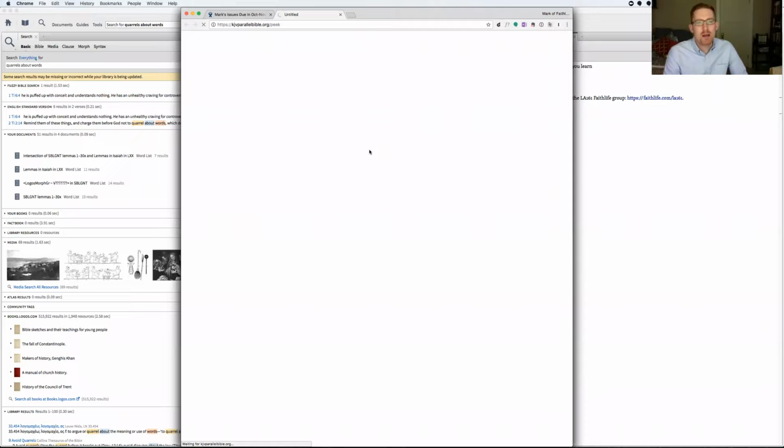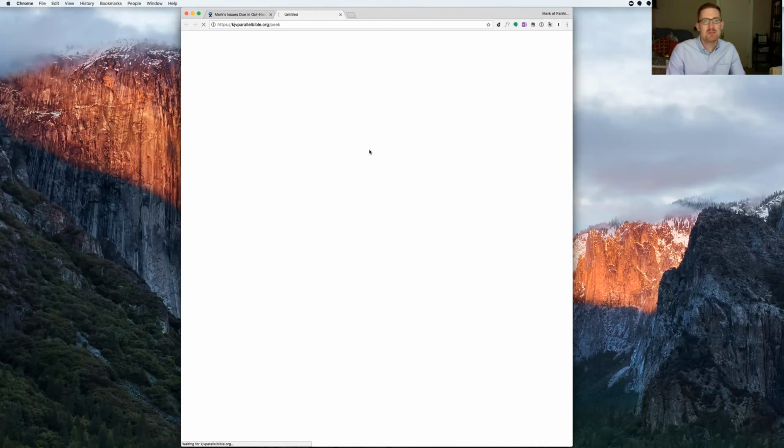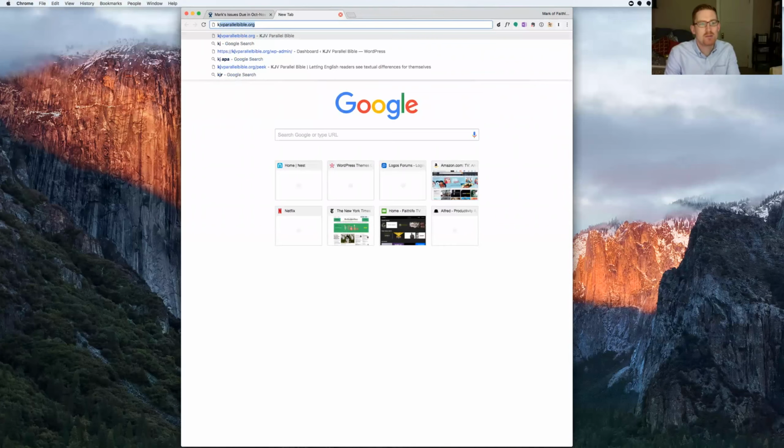KJVParallelBible.org sets up the first tool of its kind. You are able, through this tool, to view the New Testament text. And why is it not coming up? You're able to view the differences between the Textus Receptus Greek text of the New Testament and the modern critical text, the Nestle-Aland 28, and actually see the differences for yourself in English. And I am not getting it to come up. So let's see here, come on. KJV Parallel Bible, there we go.